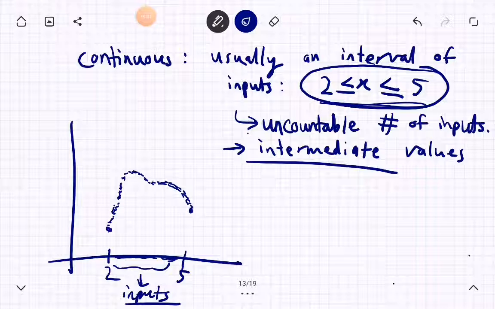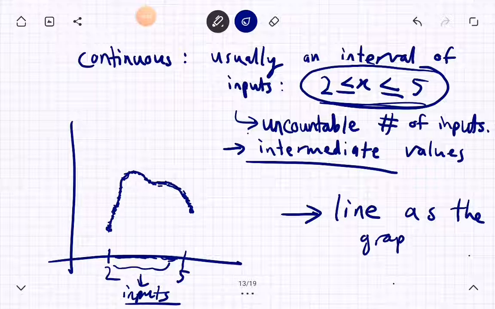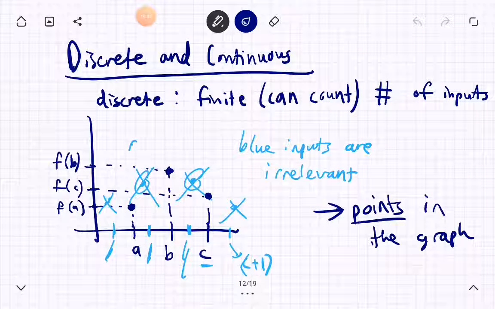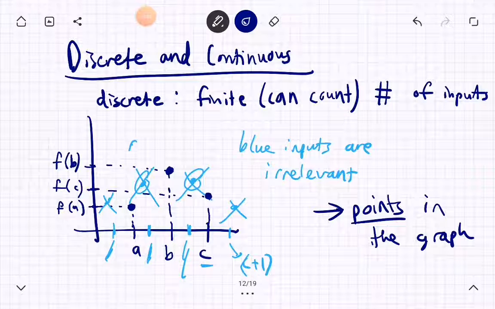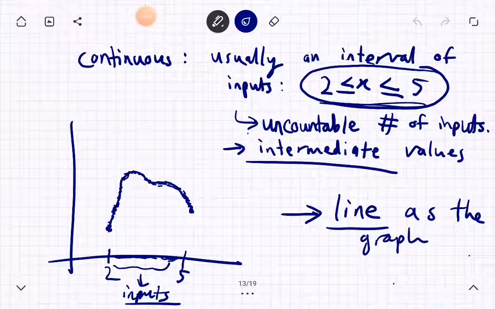So eventually what you get is so many dots that you just get a line. So the point is, these continuous functions you'll see as a line as the graph. As opposed to the earlier case, for discrete functions you only see individual points, but for continuous functions you will see lines.